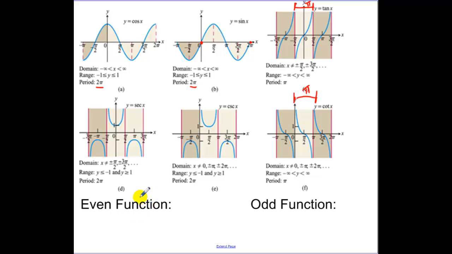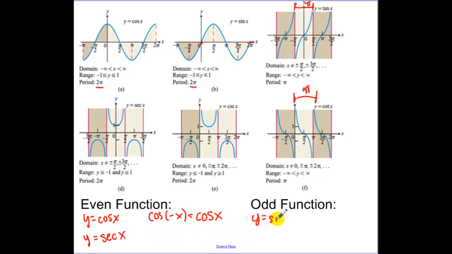Now the even functions, remember even means I'm symmetric across the y-axis. Which functions look like they're symmetric across the y-axis? That's y equals cosine x and y equals secant of x. Now remember, last year you probably learned some even-odd properties having to do with identities. Remember that means that the cosine of negative x is equal to the cosine of x. So that means that our function is even. And the same thing is true for secant. Now all the other ones are odd functions.